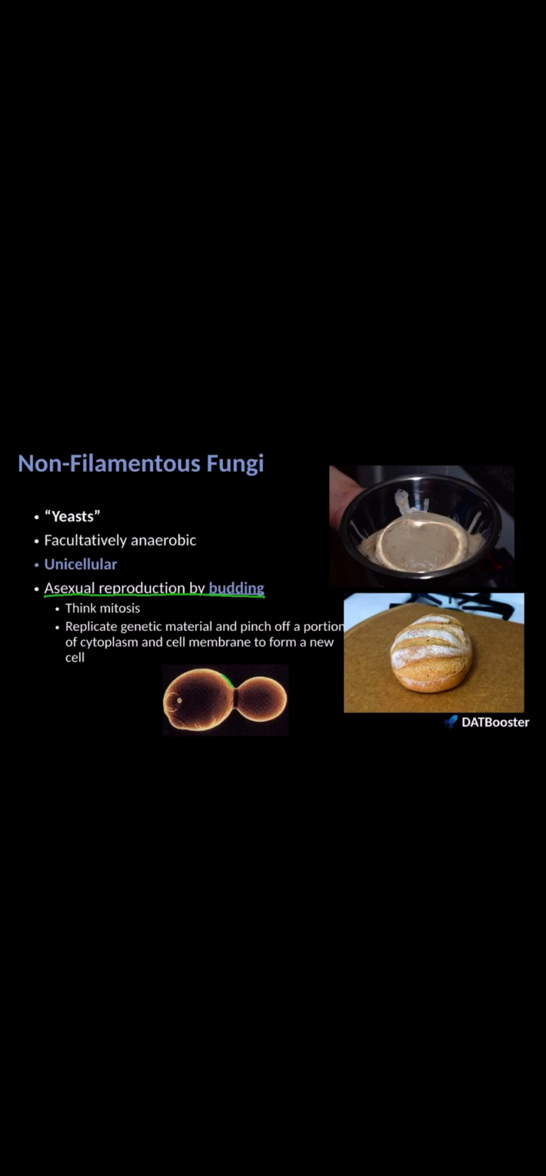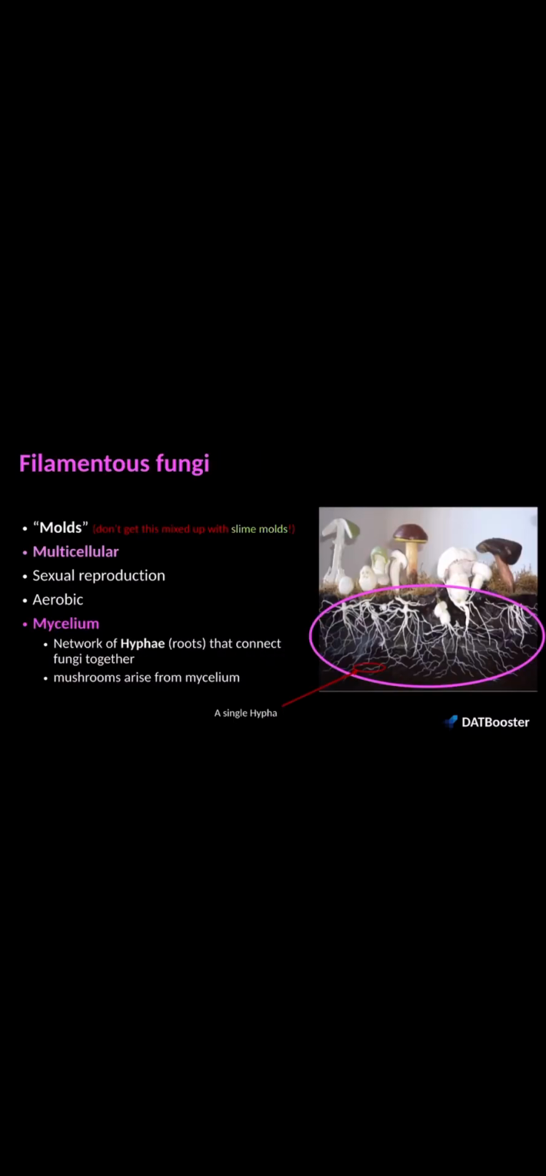So when budding begins, this yeast cell is going to replicate all of its genetic information exactly. It's going to copy it so it's the exact same. Next, a new cell is going to form from this individual cell. It's going to pinch off a portion of that cytoplasm. So the cytoplasm is everything inside the cell, as well as that cell membrane, to form a new cell. So with budding, you go from one cell to two exact daughter cells. Cool, now we know what non-filamentous fungi is.